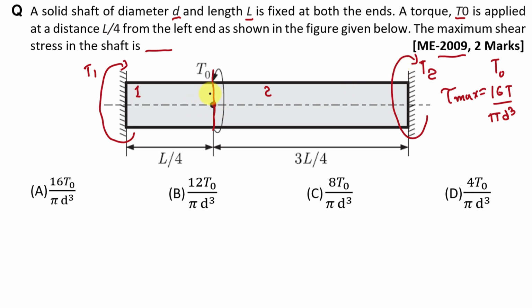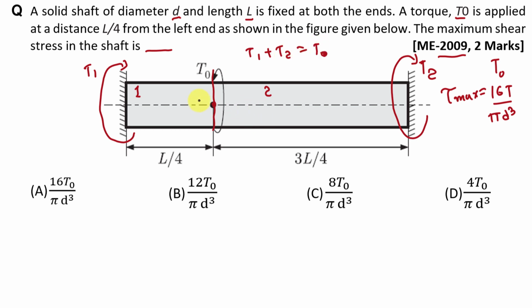Now first of all we can understand that T1 plus T2 is equal to T0. Why? Because this shaft is in the equilibrium, and we know that if shaft is in the equilibrium, then total value of torque applied on this shaft should be 0. So here we can say that value of torque in clockwise direction is equal to value of torque in anti-clockwise direction. So we have this one equation, T1 plus T2 is equal to T0.